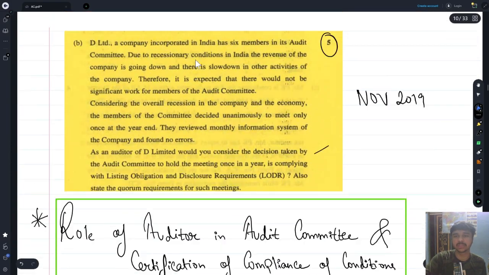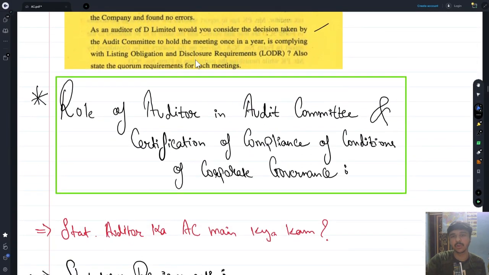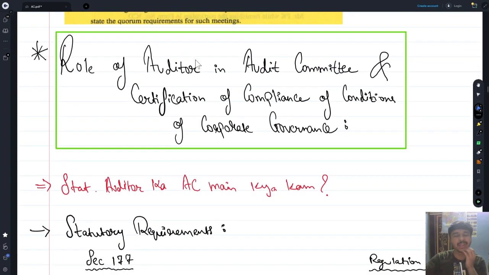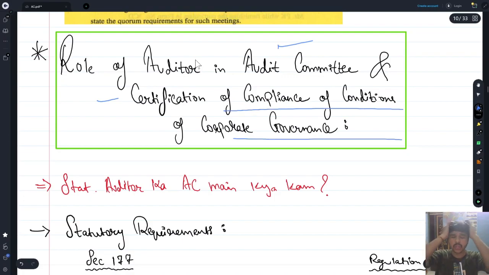And these are certain questions. We are not going to discuss them because this is a quick in-depth revision. We are going to the next concept, the role of auditor in audit committee and certification of compliance of conditions of corporate governance. Such a big headline, my god, but the content is very easy.